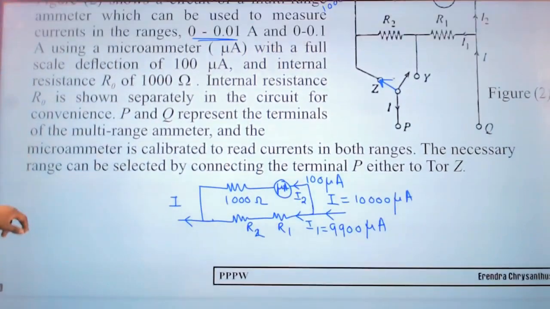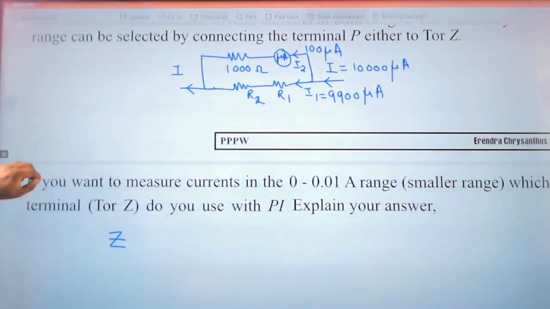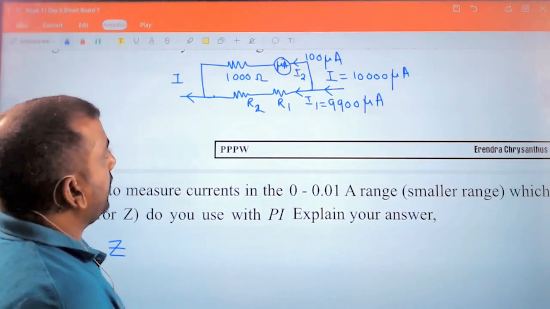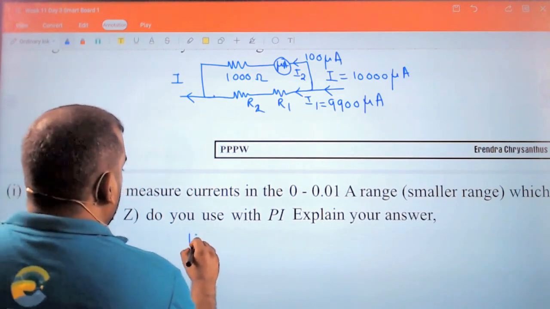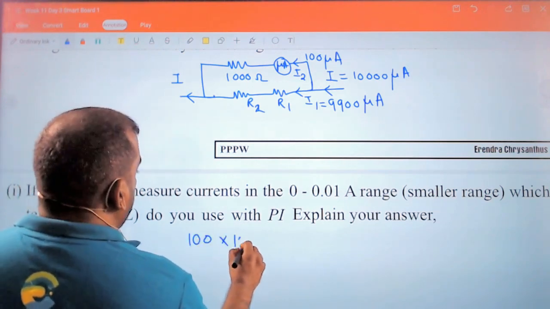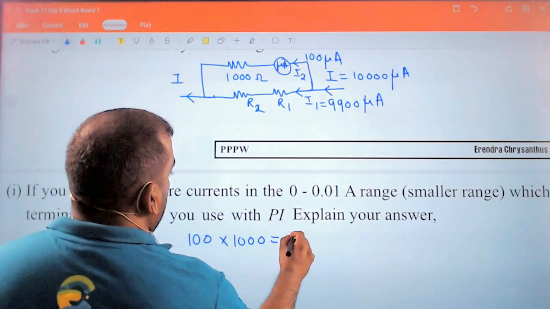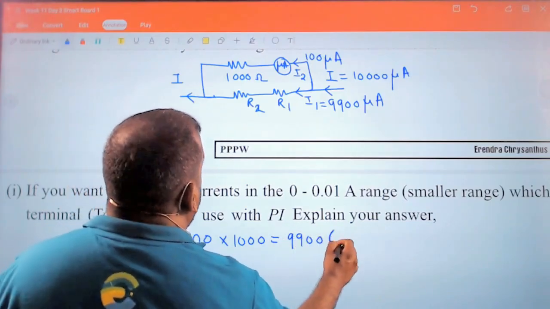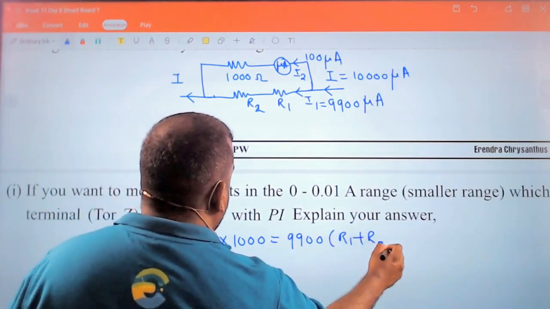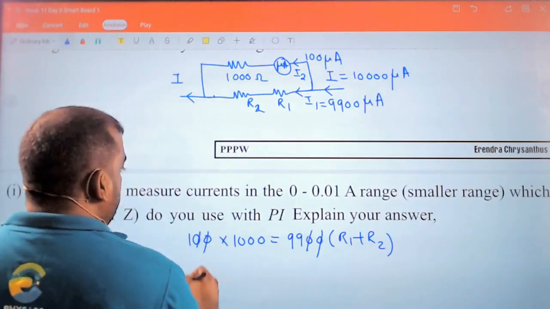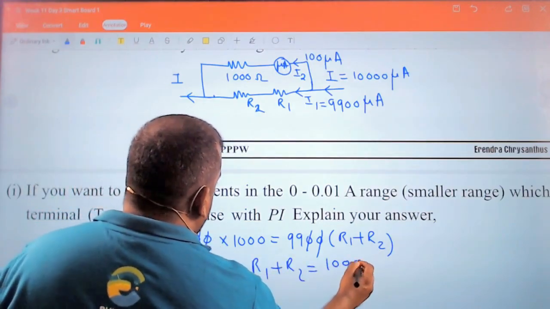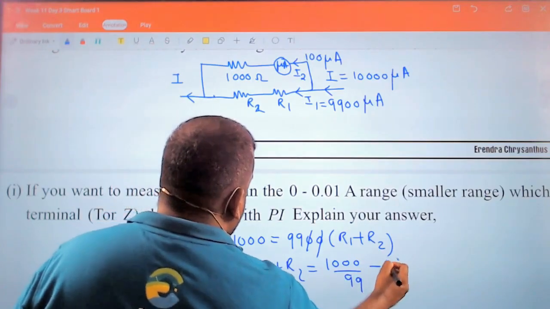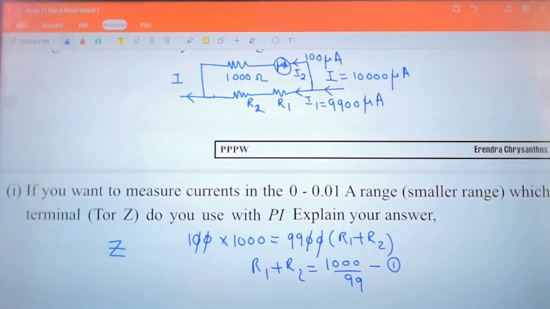Okay. Now carefully solve this. Now what will you get? So here you can easily say 100 into 1000 equals 9900 into R1 plus R2. Micro cancels off. R1 plus R2 is 1000 divided by 99. Right.